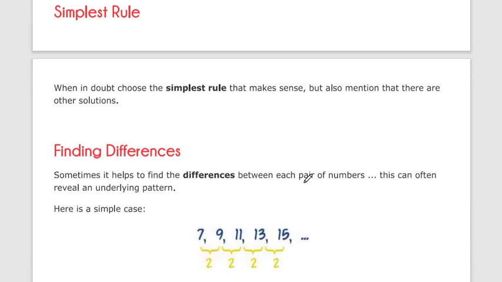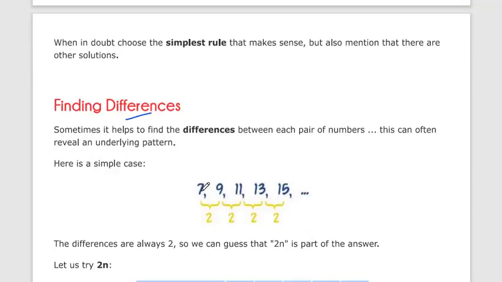Now let's start with how to find the rule of any sequence. First of all, a simple rule: find the difference. In any sequence, find the difference of the numbers. So let's say this is a sequence: 7, 9, 11, 13, 15. Find the basic difference between these two terms.